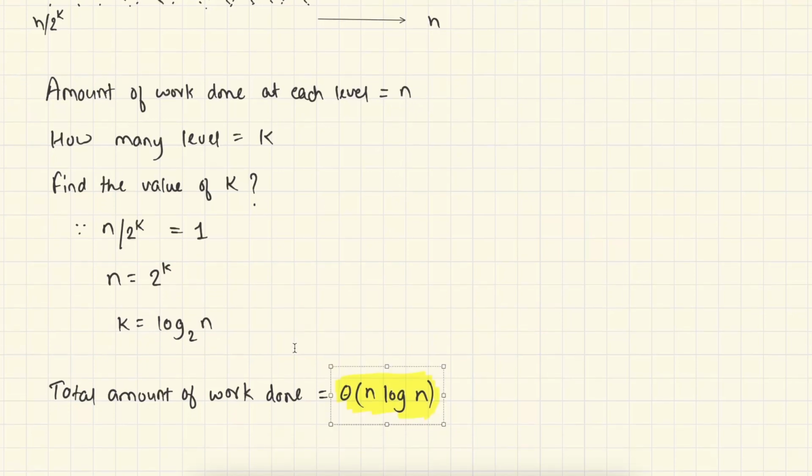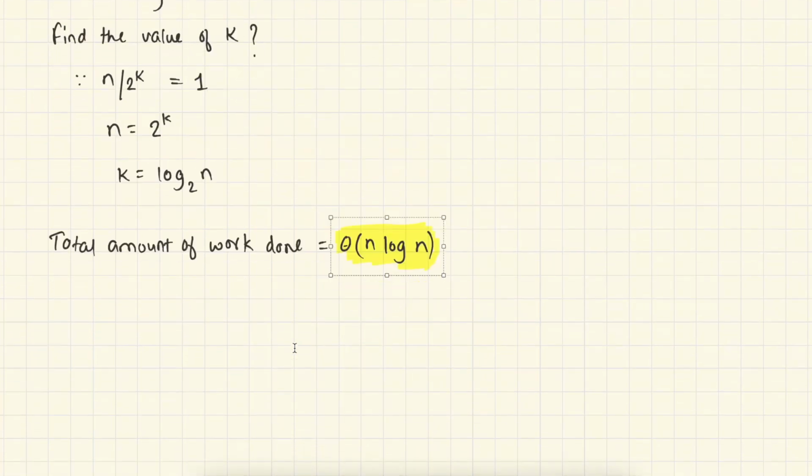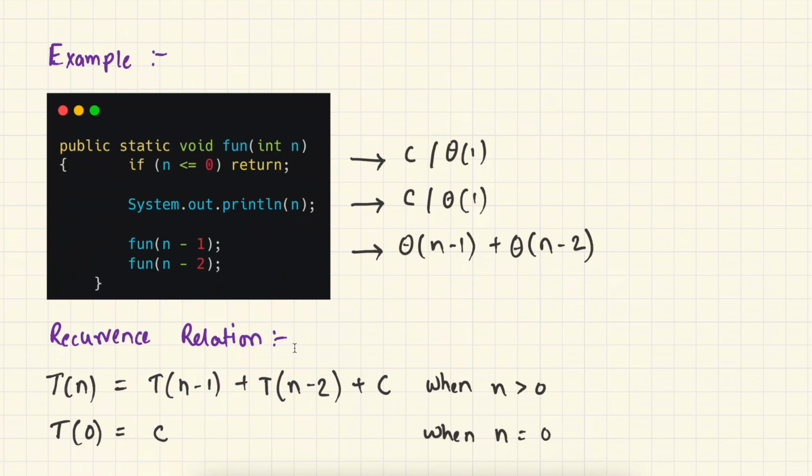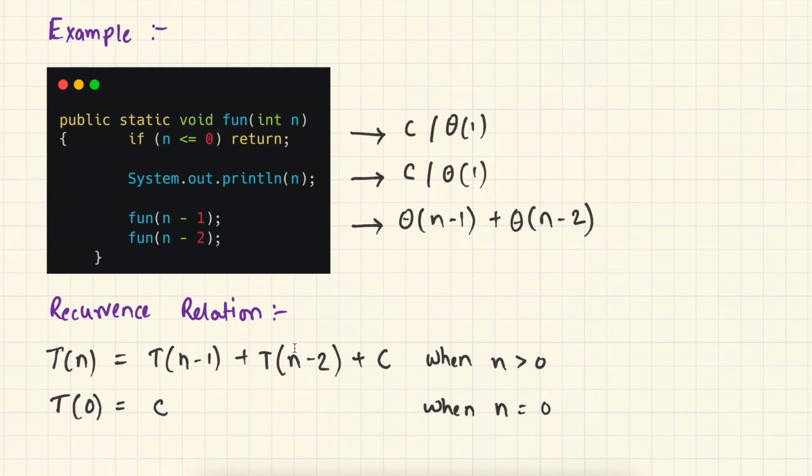Alright, so far we have made great progress. So let's move on to our next example. Now this example is a little bit tricky because in this example this function is making a recursive call, but look at this carefully.